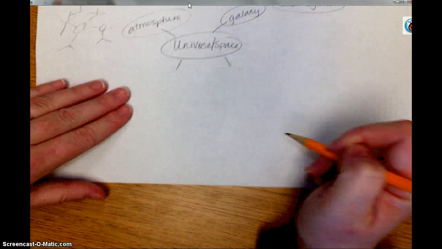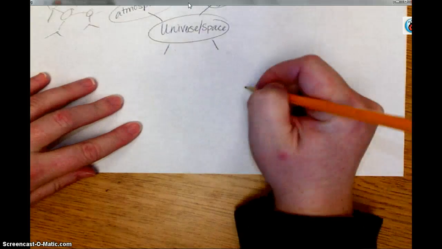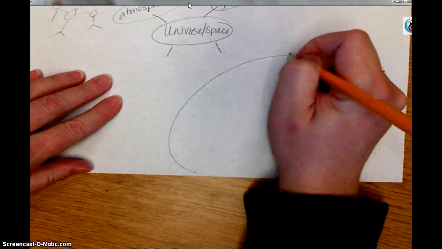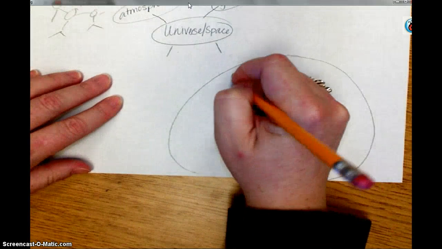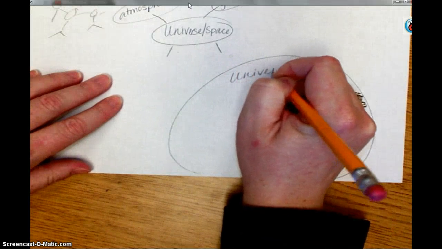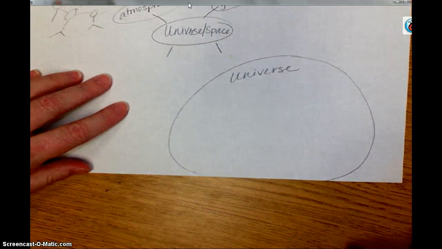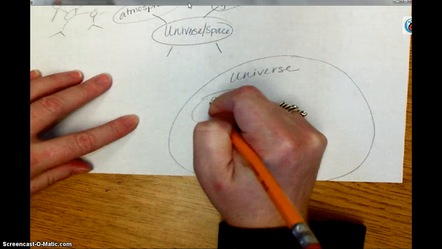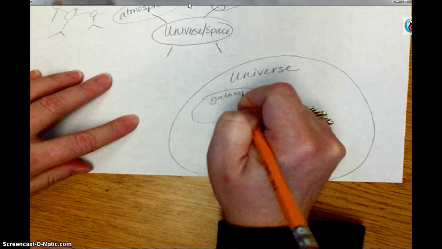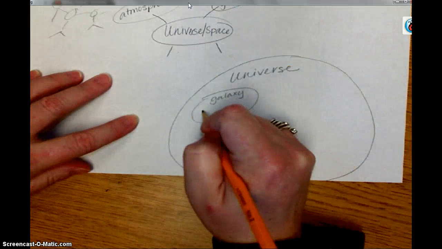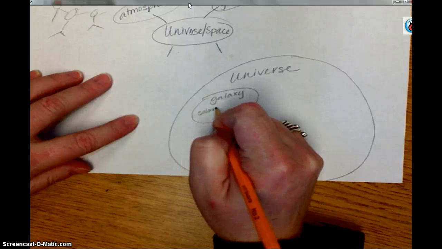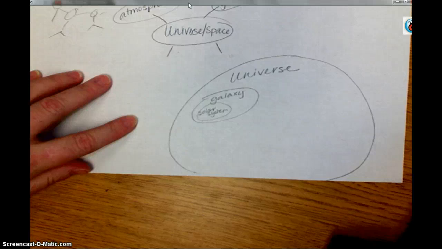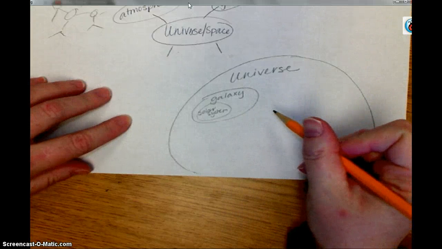What you can also do, let me go down here towards the bottom, is let's say that I know that the universe is this huge thing. Okay? And within the universe, I know that there's galaxies. And within a galaxy, I know there's a solar system. Okay? You can do something like this.